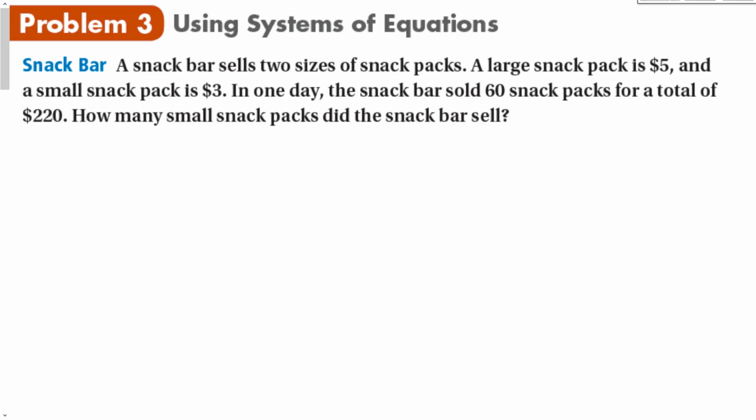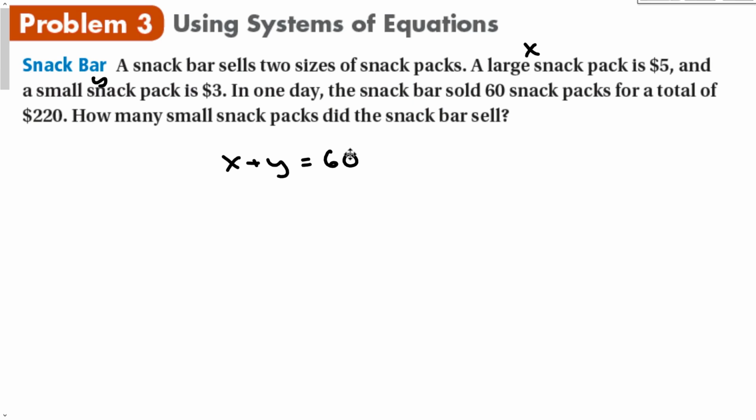You can do the same thing for a word problem. Okay? So a snack bar sells two sizes of snack packs. A large snack pack is $5. Small snack pack is $3. In one day, the snack bar sold 60 snack packs for a total of $220. How many small snack packs does the snack bar sell? Okay. Well, if we call the large one X and the small one Y, right, we know that together we are going to sell 60 of them.